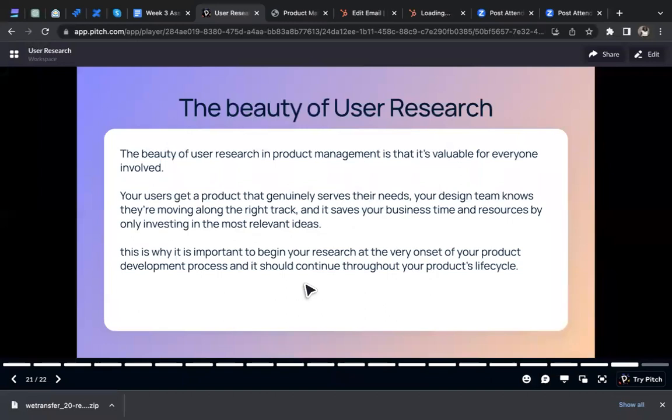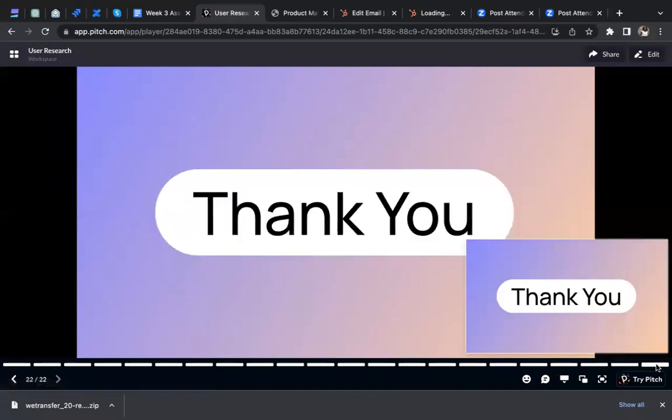And it should continue throughout your product life cycle. Whether you're at introduction, you're growing, you're about to scale, you're at maturity, or you're at the point to decide whether to kill, to reboot, or to leave your product, user research is important. It's so important. And this brings us to the end of this class, guys.